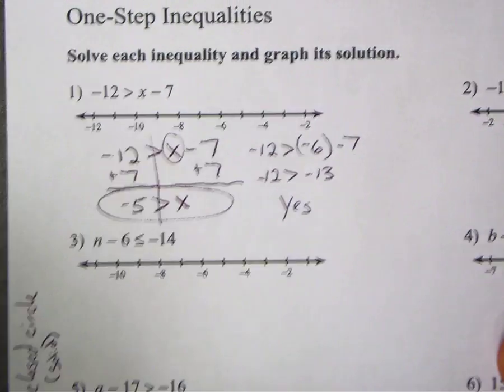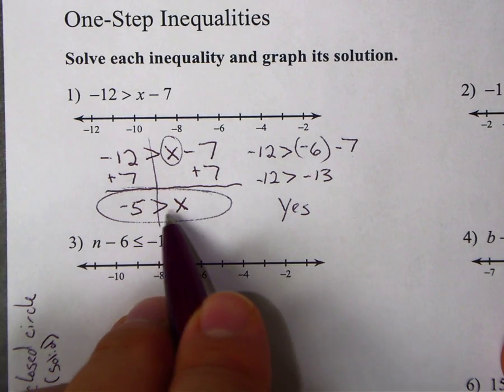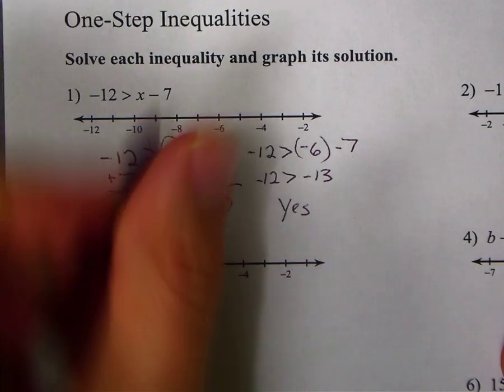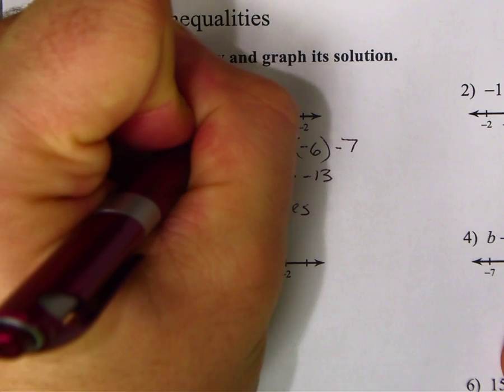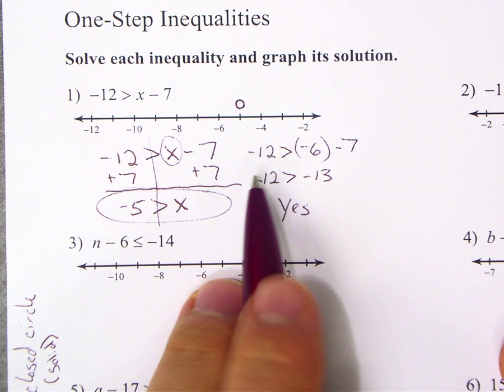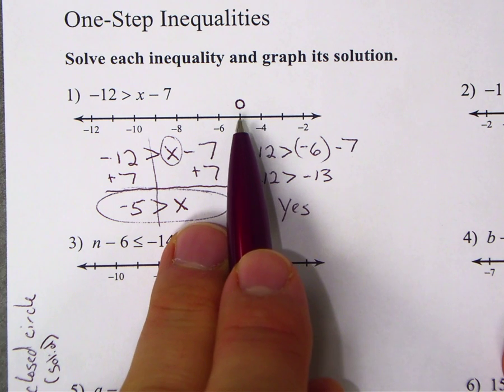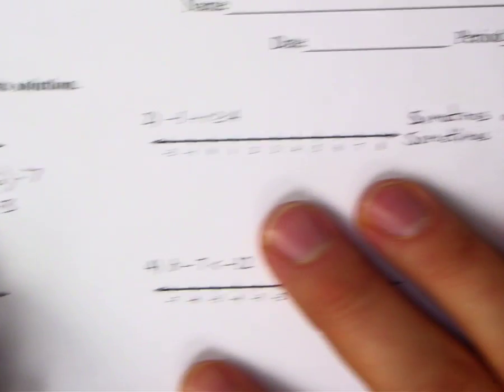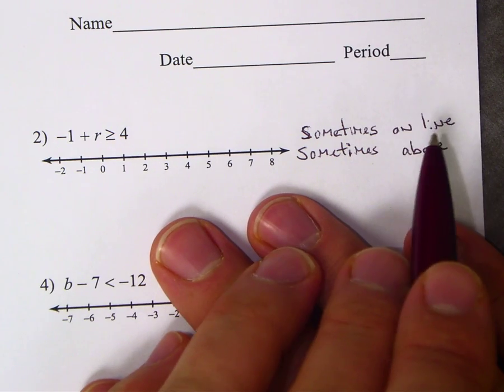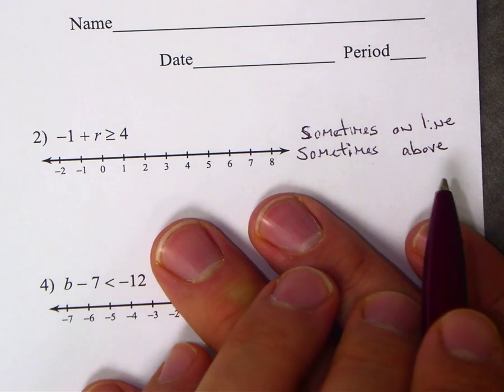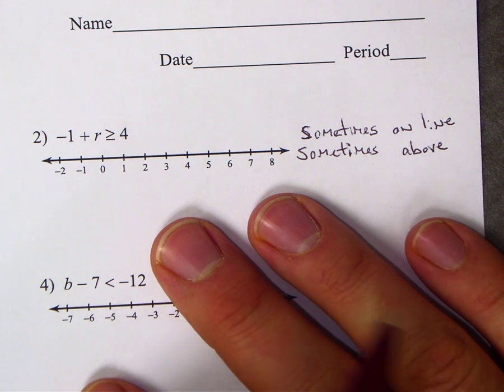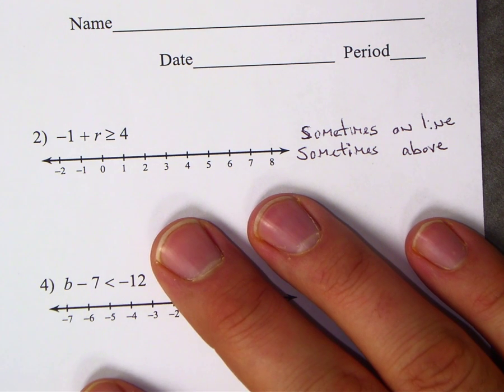Let's graph this right here. I'm going to go to negative 5, and since it does not have the equal sign, I'm going to put an open circle. I'm doing this above the line. I find it's easier to draw open circles above the line, but sometimes it'll be on the line and sometimes above the line. I prefer it to be just above or just below so that we can really see where your arrow is going and whether it's an open or closed circle.